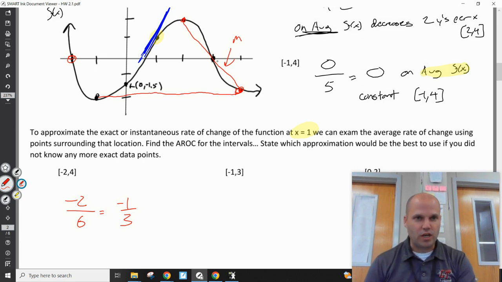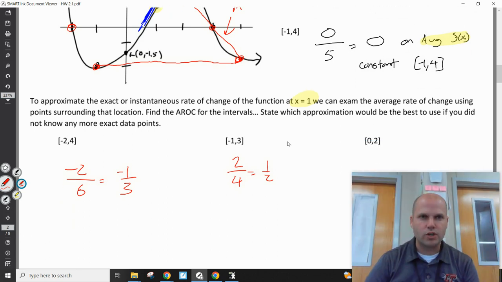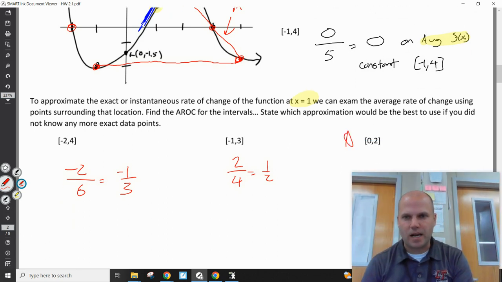From negative 1 to 3? Yeah, no, from negative 1 to 3, I'm up 2 over 4. On average, my function is increasing a half of a y per x. That does not look like that slope. The interval's too large. But if I go from 0 to 2, I'm going to have a winner.